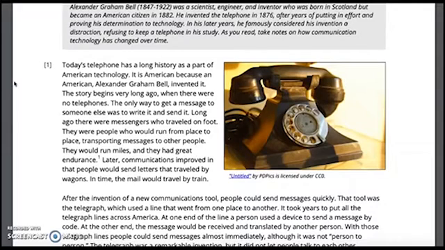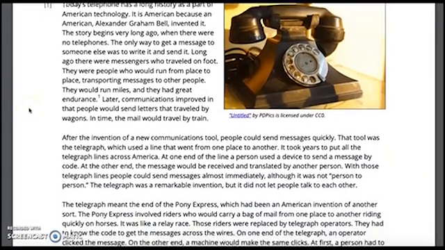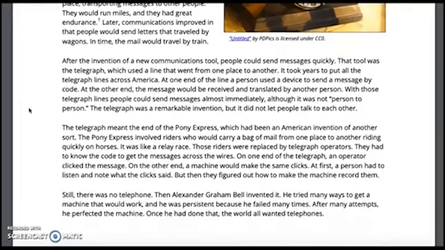Long ago, there were messengers who traveled on foot. There were people who would run from place to place transporting messages to other people. They would run miles and they had great endurance. Later communications improved in that people would send letters that traveled by wagons. In time, the mail would travel by train.